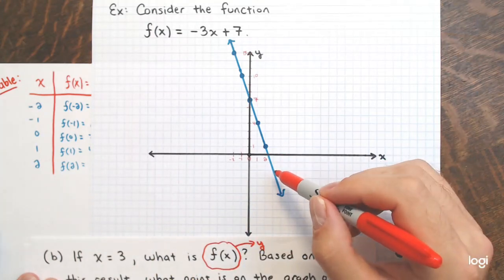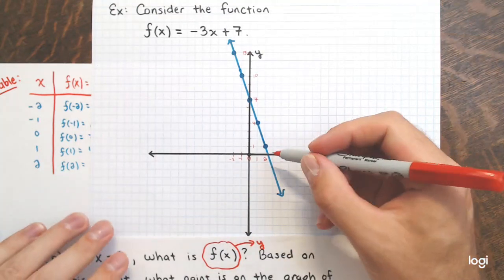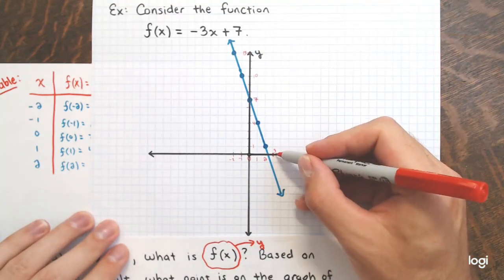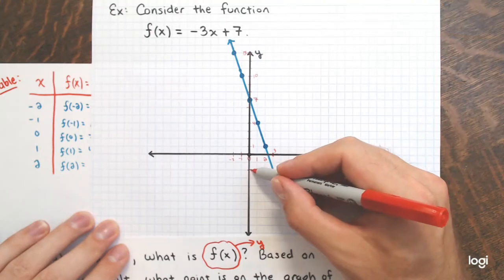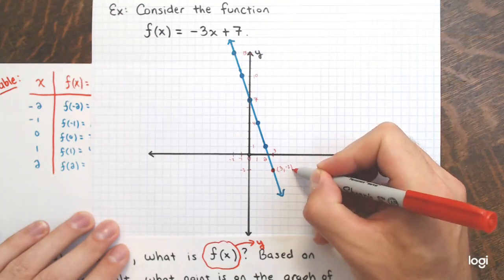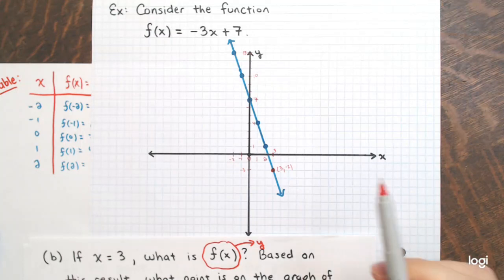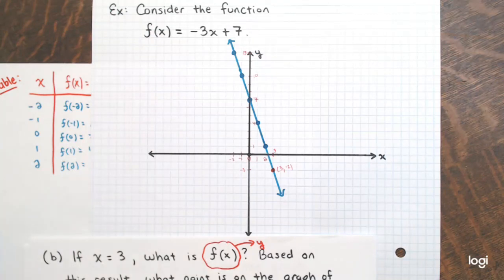Now I can get a rough idea from my graph. The graph I drew looks like 3, -2. It looks like that point is on the graph. I'll label it. Here's the point 3, it looks like 3, -2, just looking at my picture. So -2 is f of x, the value of f at 3. Well, let's test that out.